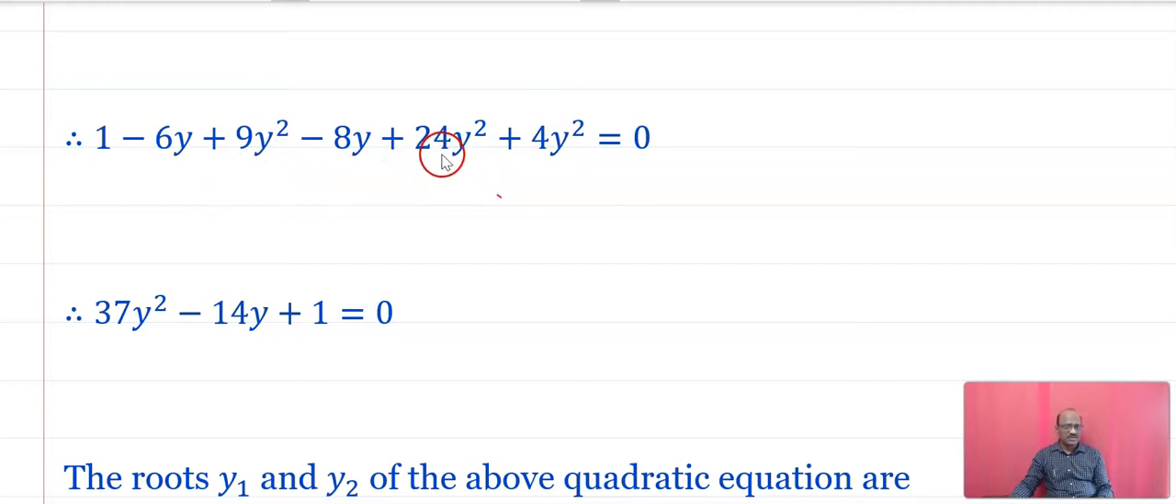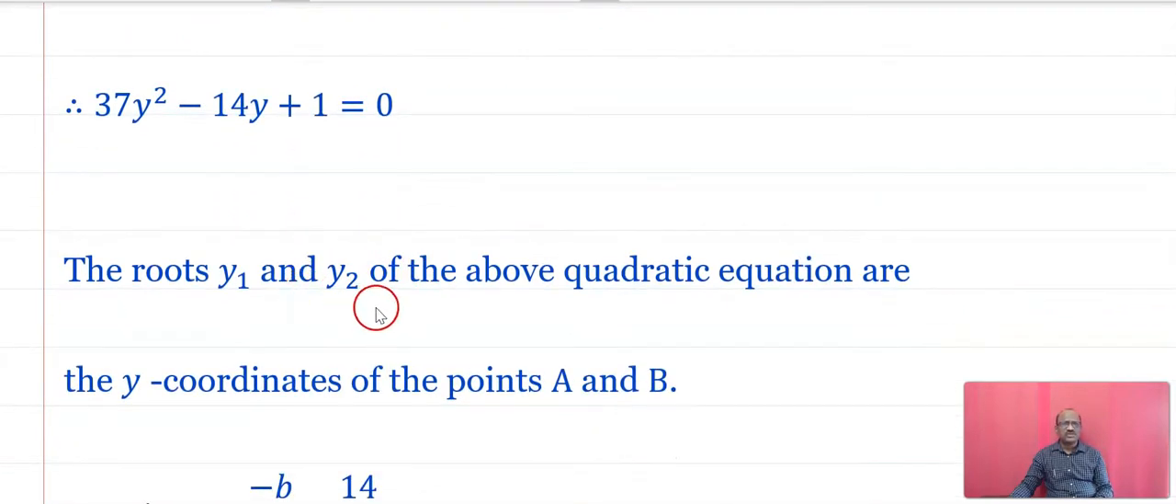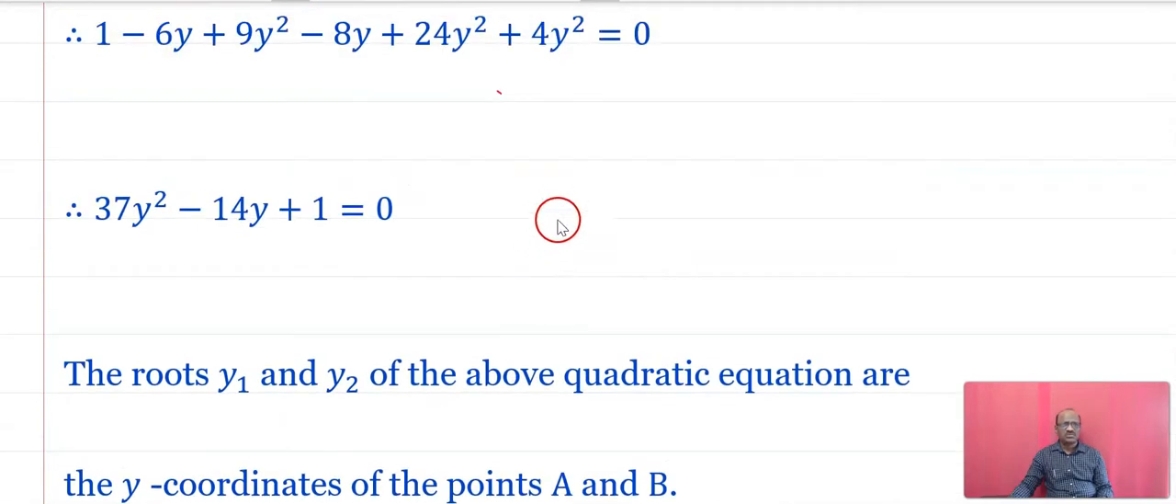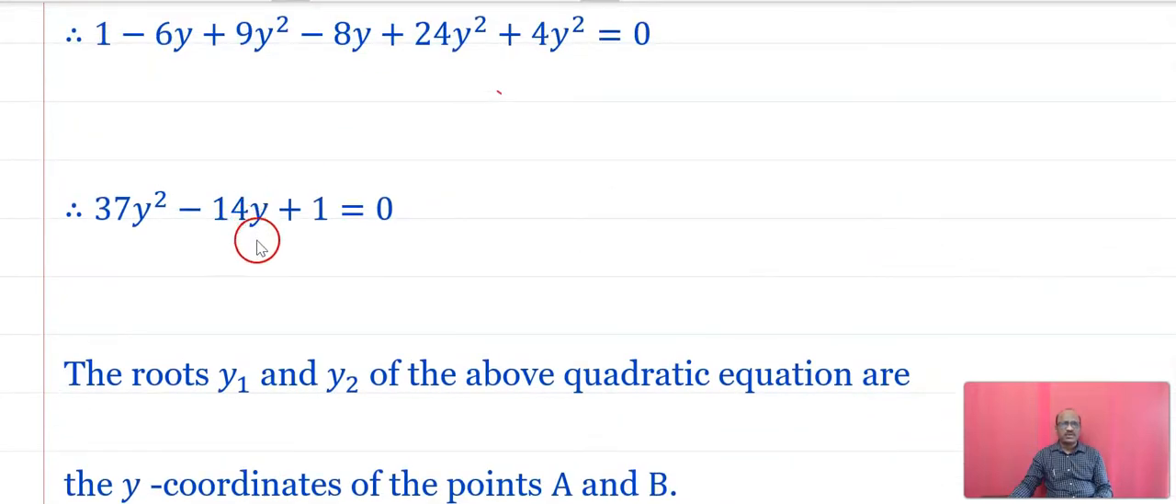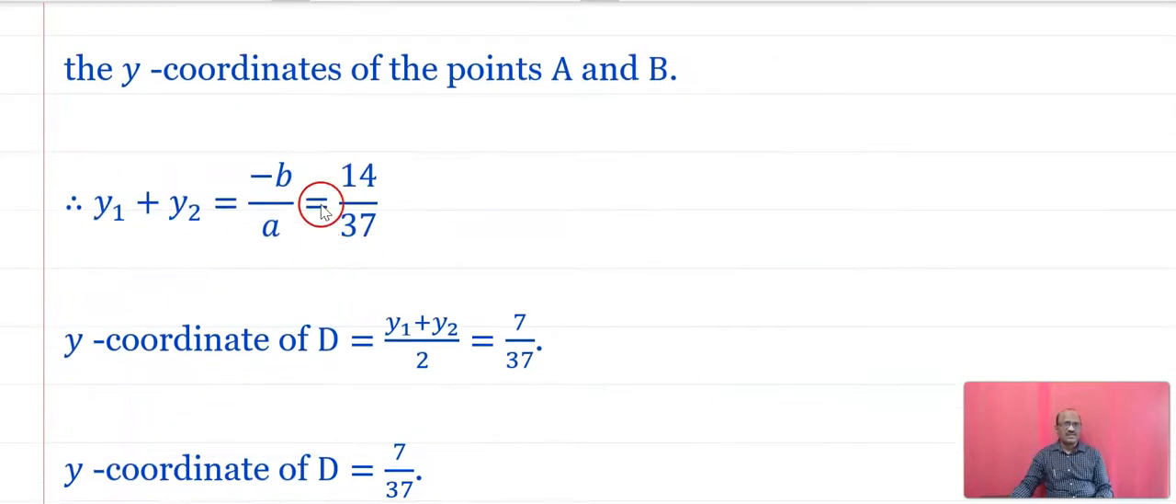Here you will get 33 plus 4, that is 37y square. What about the y terms? Minus 8y minus 6y, that is minus 14y, plus 1 is equal to 0. The roots of this equation are y1 and y2. Then what is the sum of the roots of this equation? That is minus b upon a. The value of b is minus 14 and a is 37. Therefore, 14 upon 37, and hence y1 plus y2 is equal to 14 upon 37.